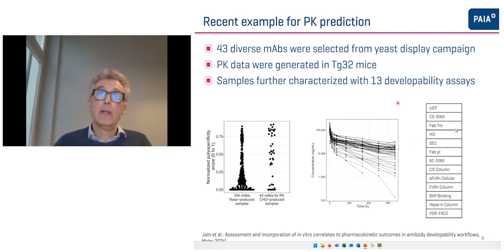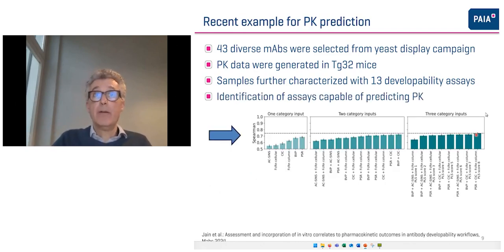and afterwards characterized these molecules further using 13 different developability assays, with the aim to then look at which kind of assays or combinations of assays are capable of predicting the PK. And as you can see from left to right, the more assays you feed into the model that they use, the better the prediction of the PK gets. So you see this line here, Spearman correlation of 0.75.